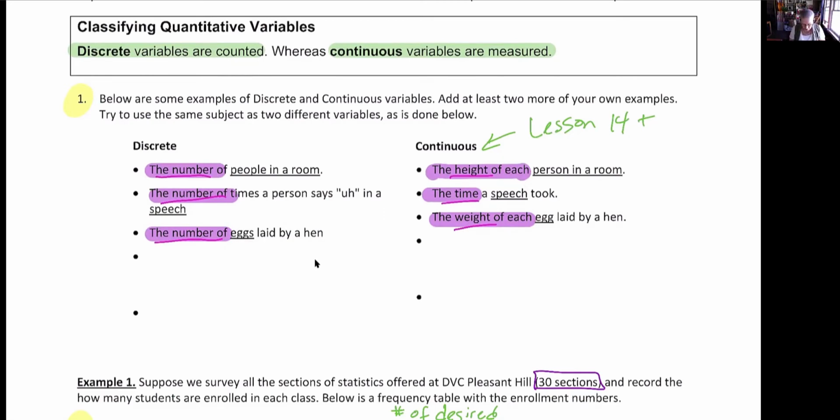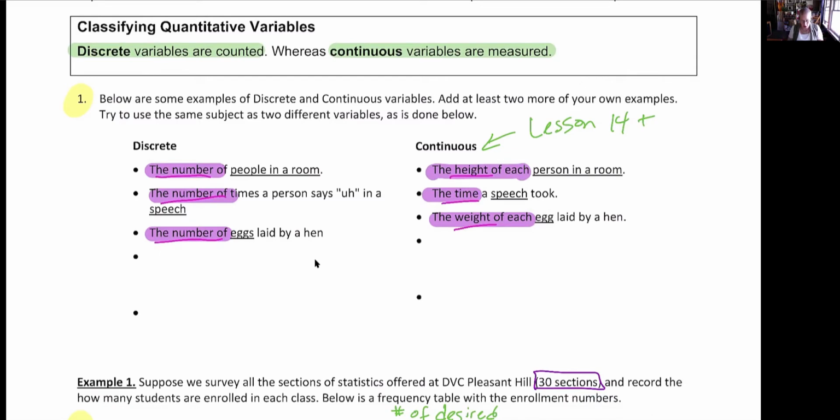For the number of people in the room, I can look at it as a discrete variable by just looking at how many people are in the room. But if I want to take those same people and make it continuous, I can look at the height of each person. For a speech, I can look at the number of times a person says something in a speech versus how long that speech took. With the eggs of a hen, I can look at how many eggs the hen lays, or I can look at the weight of each egg laid by the hen.